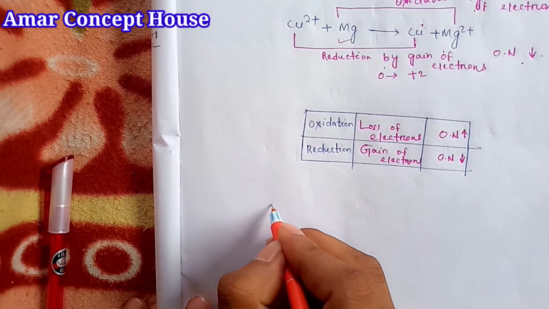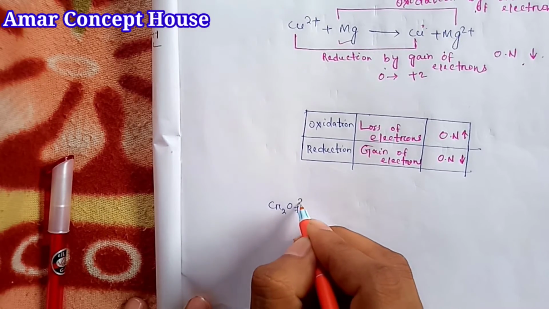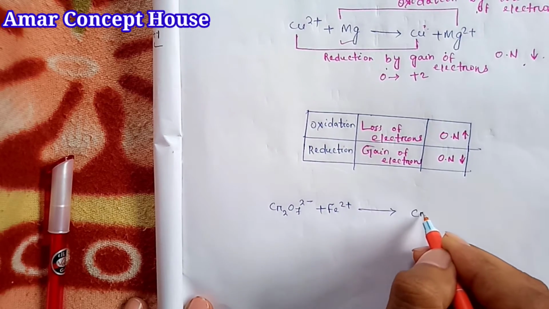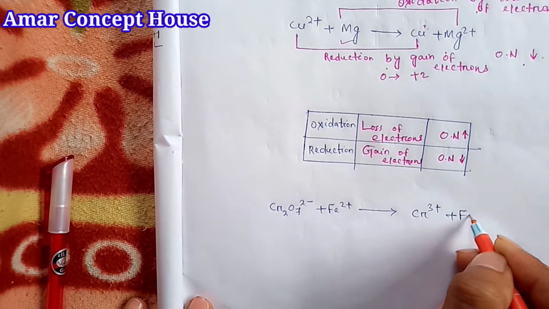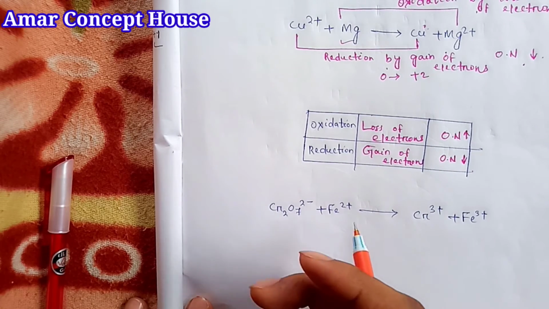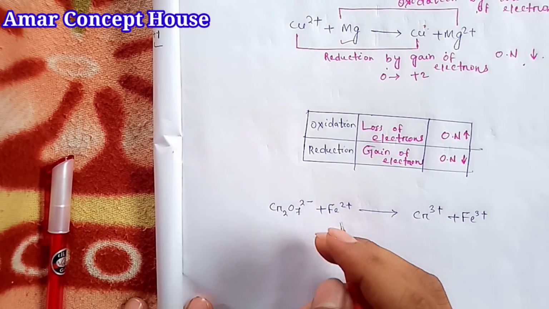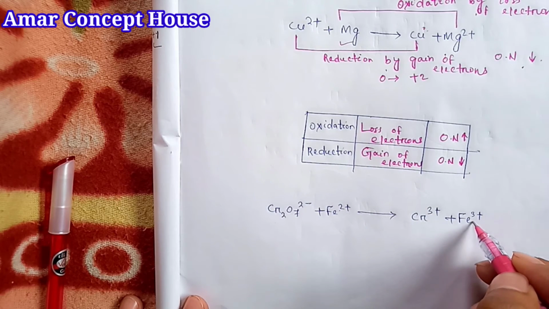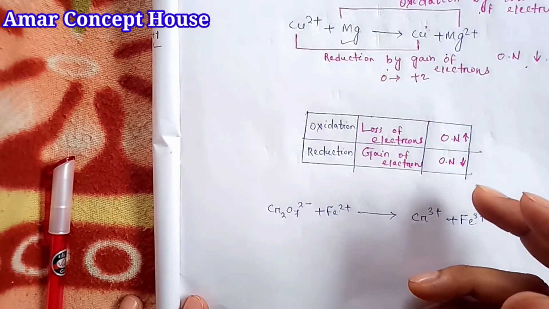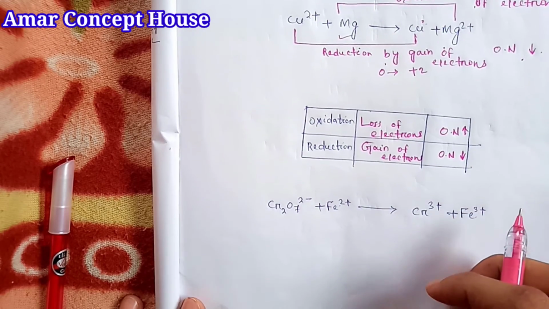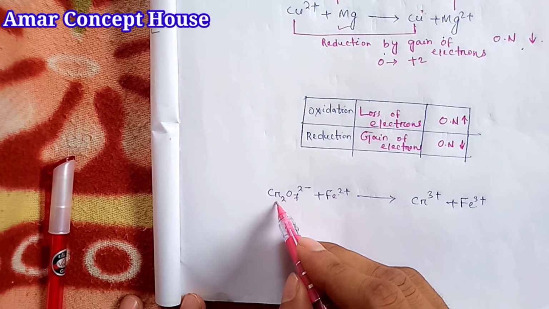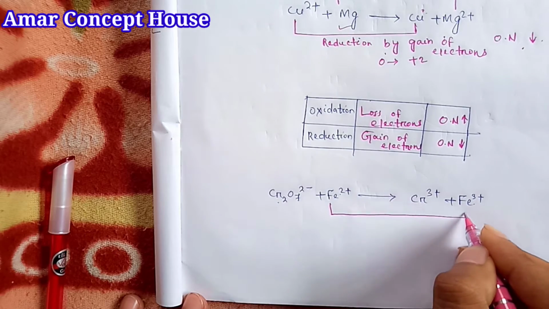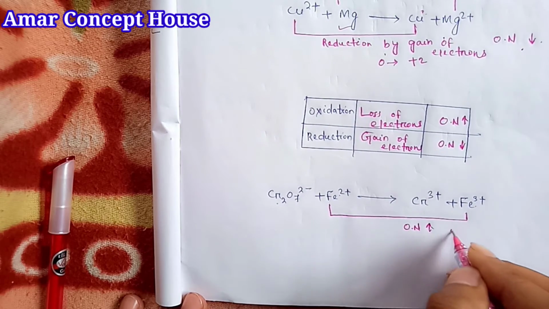I am giving another example: Cr2O7 2- plus Fe2+ gives Cr3+ plus Fe3+. Please tell me now, which is oxidation and which is reduction? Here first Fe2+ becomes Fe3+, that means the oxidation number increases. So oxidation is happening here by loss of electrons.